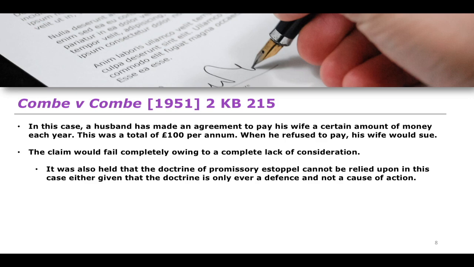That would have been a case brought by the wife. So they would have brought a case on the basis of promissory estoppel, which would have meant that promissory estoppel would have been used as a sword rather than a shield, and therefore cannot be relied upon, given that it can only ever be a defence.